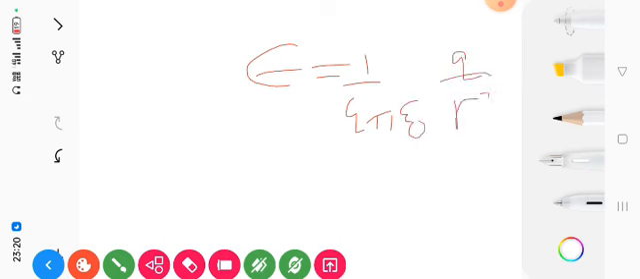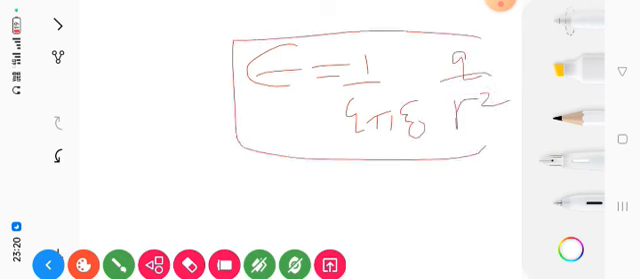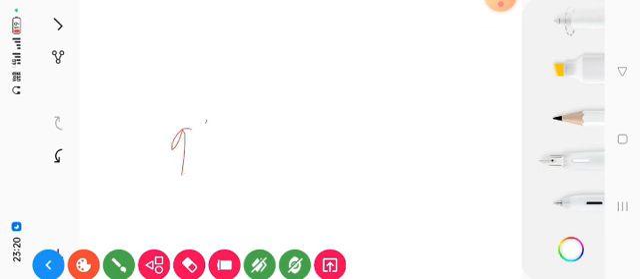Have you seen this equation earlier? Yes, for a point charge, the electric field is the same. So what can we conclude?